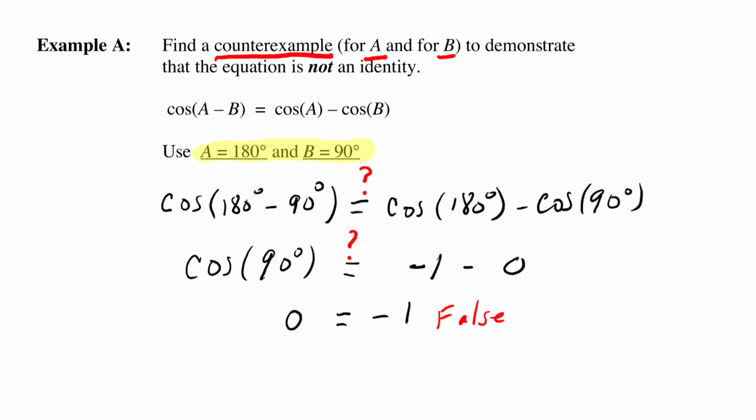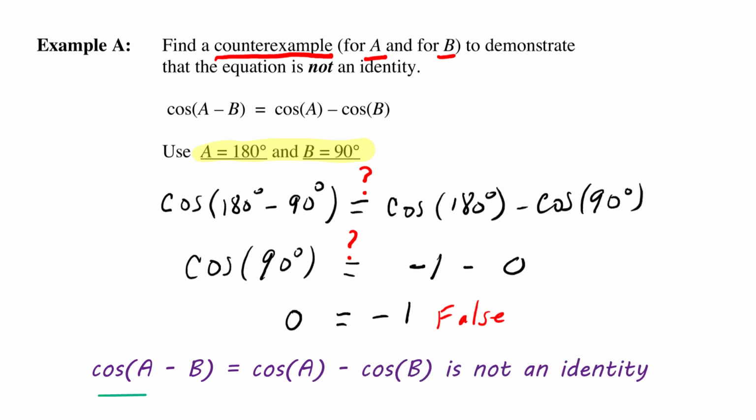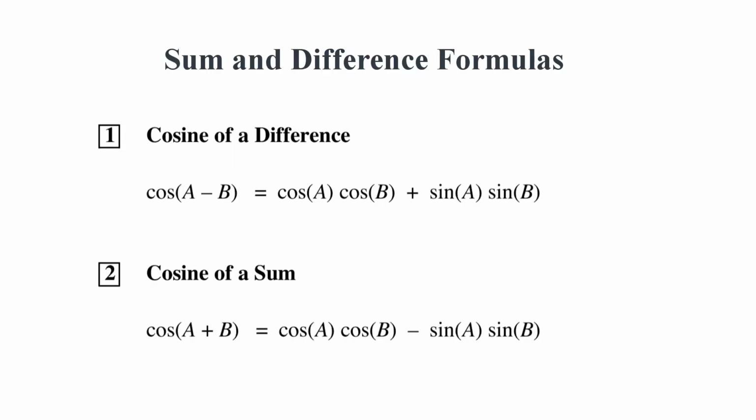In other words, cosine of A minus B equals cosine of A minus cosine B is not an identity. It's a legitimate equation, and there are certain values of A and B for which it will work, but not always, so therefore it's not an identity. So what is the identity for the cosine of a difference? And difference does mean subtraction, which is why we call it the cosine of a difference.